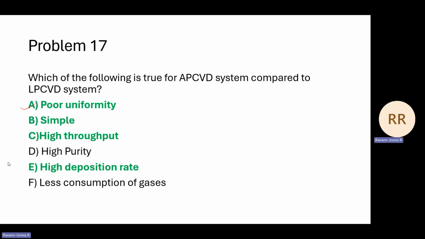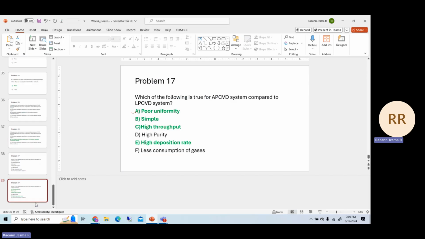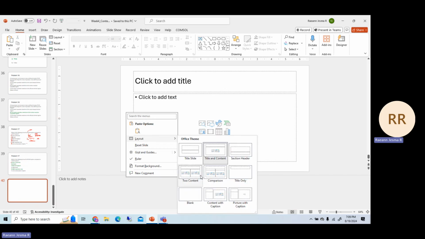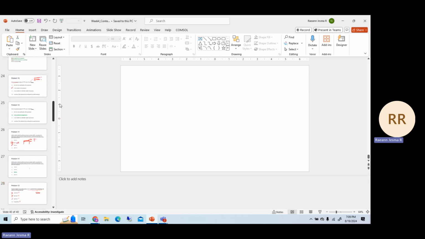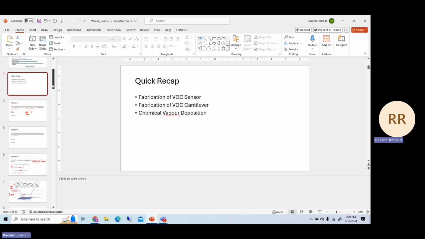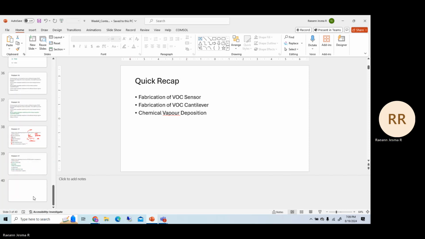Then one more question regarding the deposition process, not deposition, like the fabrication steps. In the recap, we had two: fabrication of VOC sensor and fabrication of VOC cantilever, right? So I'll ask one question regarding that as well.